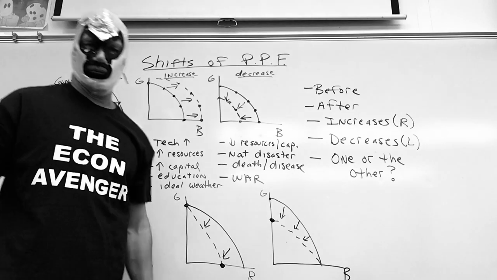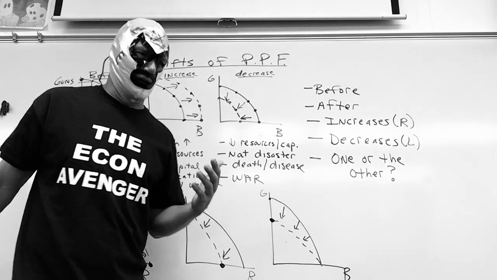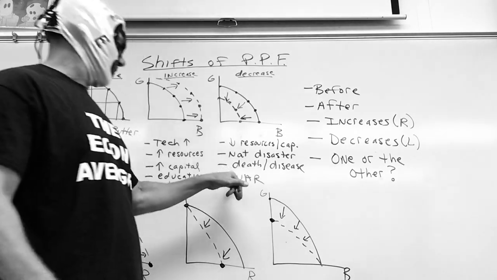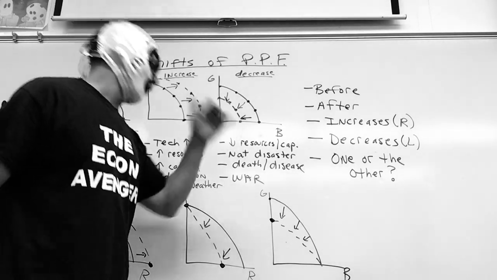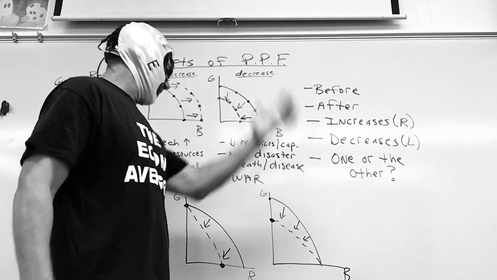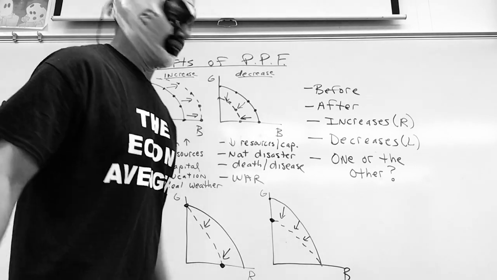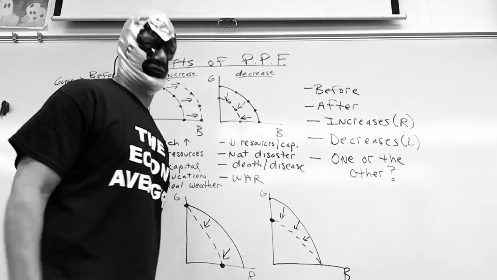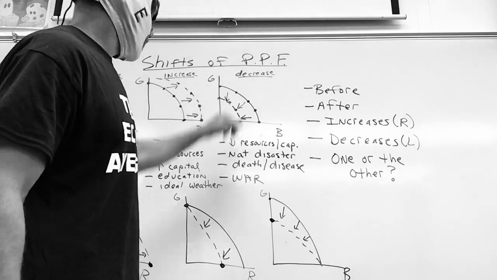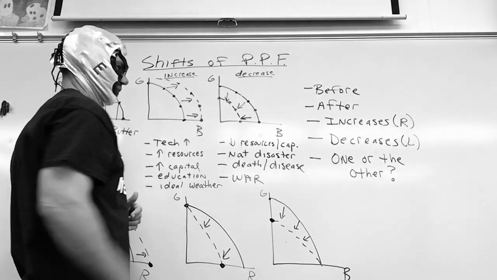Well, a decrease in the resources and capital. So we could have some type of famine. We can have some type of bad weather, which is another one. We can have a war. We can have a natural disaster, some type of death or disease. Let's say even if you look at right now what's going on with the virus, as we'll call it, that's what some say. All right, the curve shifts to the left. Less of both goods are being produced.